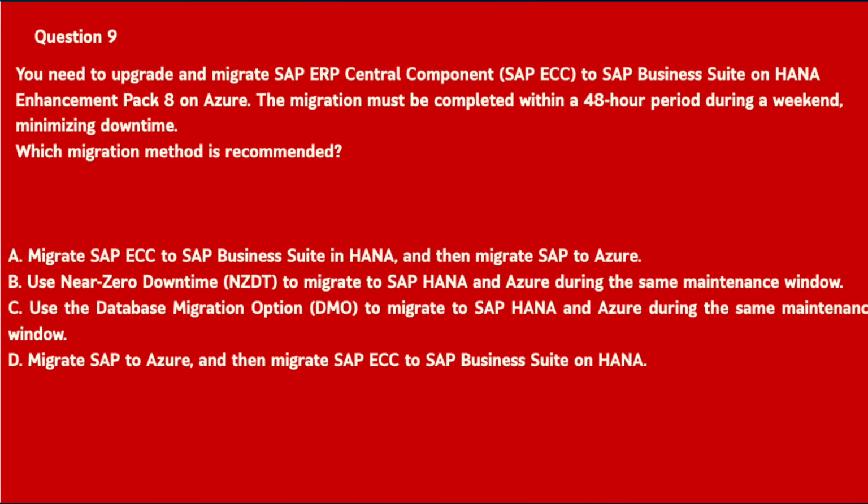The next question, number 9. You need to upgrade and migrate SAP ERP Central Components to SAP Business Suite on HANA Enhancement Pack 8 on Azure. The migration must be completed within a 48 hour period during a weekend, minimizing downtime. Which of the migration methods is recommended? Migrate SAP ECC to SAP Business Suite on HANA and then migrate to Azure. Use near zero downtime to migrate to SAP HANA and Azure during the same maintenance window. Use database migration options to migrate to SAP HANA and Azure during the same maintenance window, or migrate SAP to Azure and then migrate SAP ECC to SAP Business Suite on HANA.